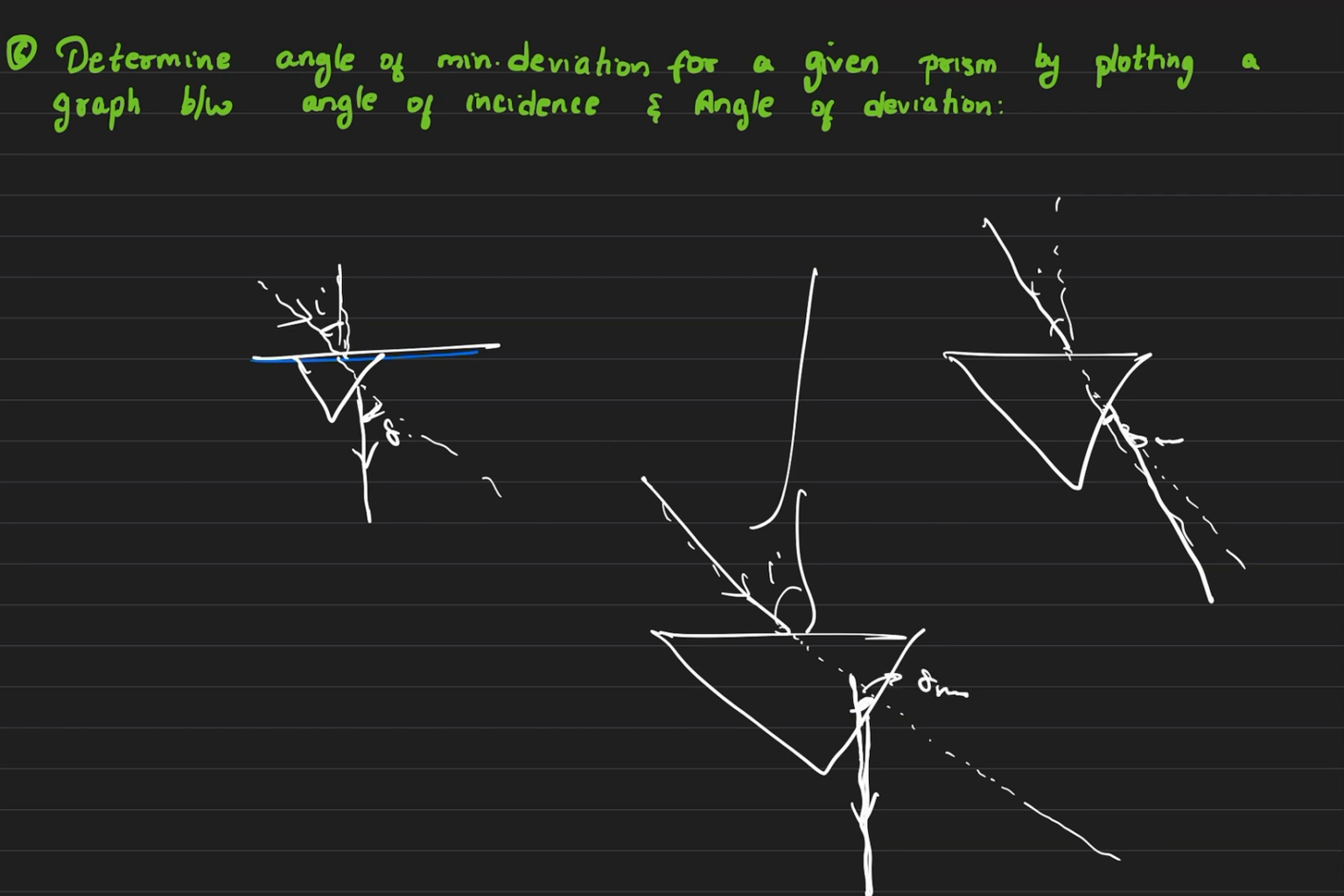This is known as angle of deviation, not minimum deviation. So there is a formula to find angle of minimum deviation, and you can measure angle of minimum deviation.